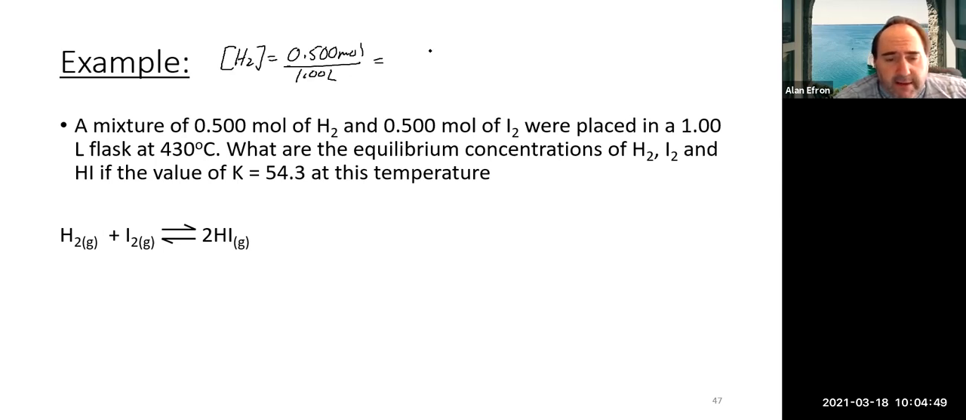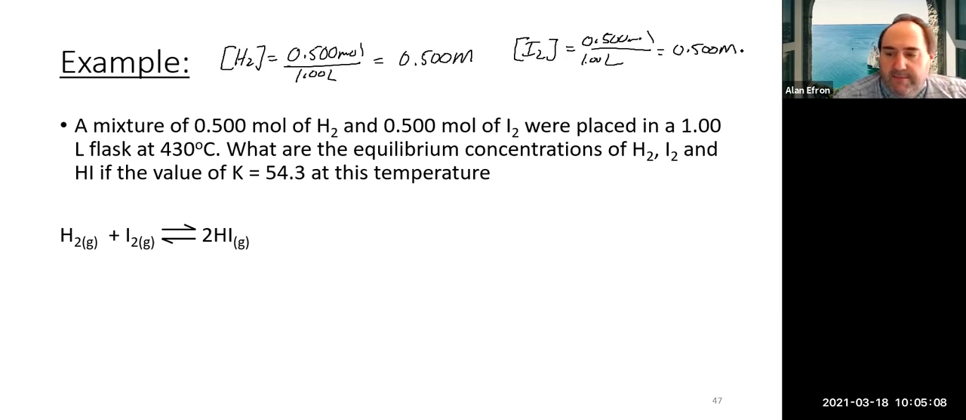And I could do that math, I think. It's going to still be 0.5 molar. For our I2, it's going to pretty much be the same here. We're going to get 0.5 moles per 1 liter, and that will also give us 0.5 molar. Any questions on that part of it there?